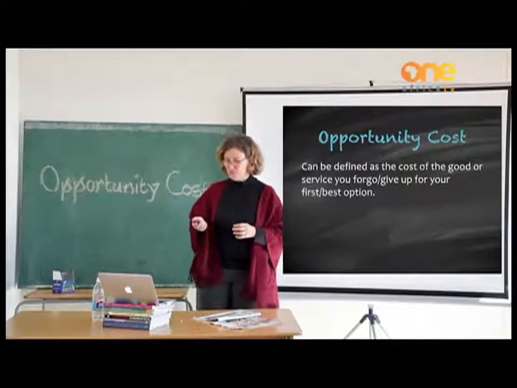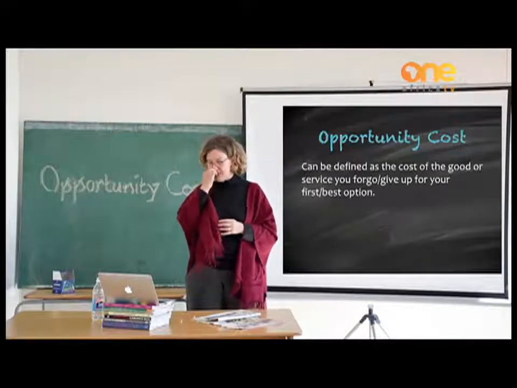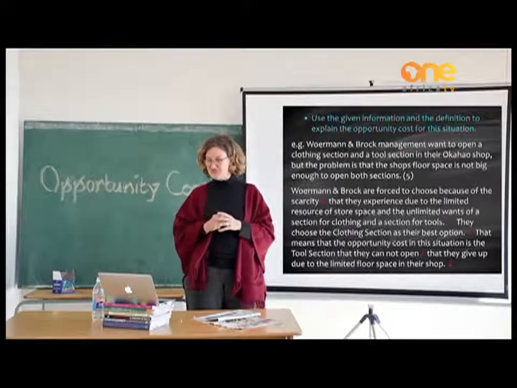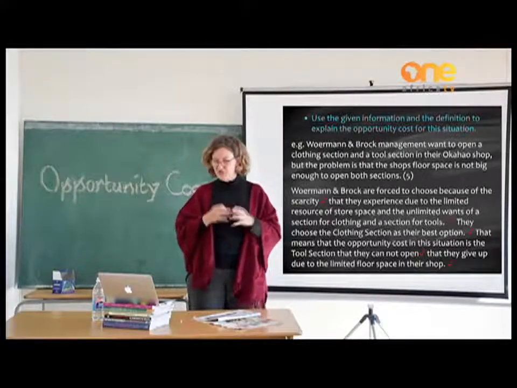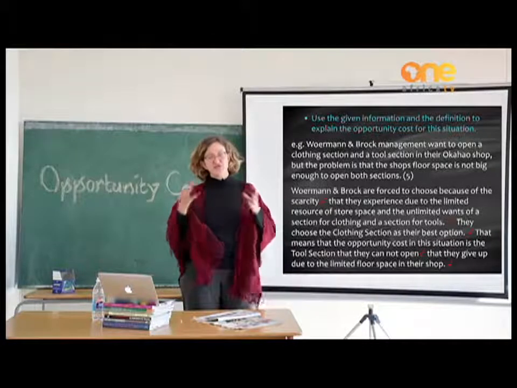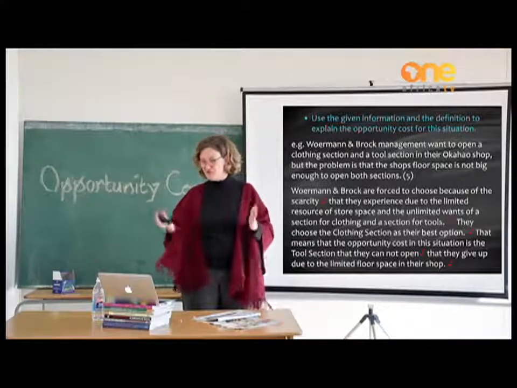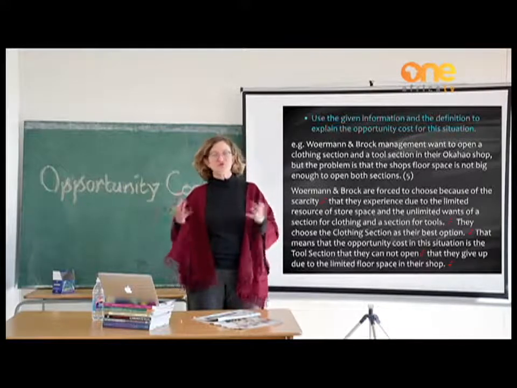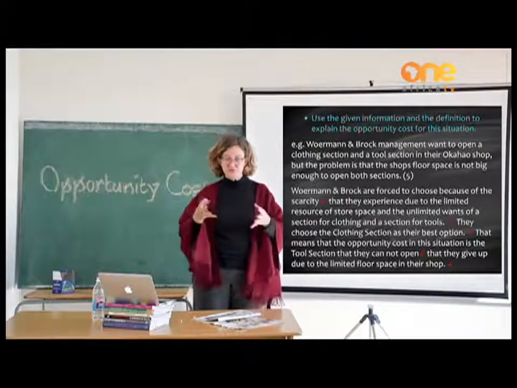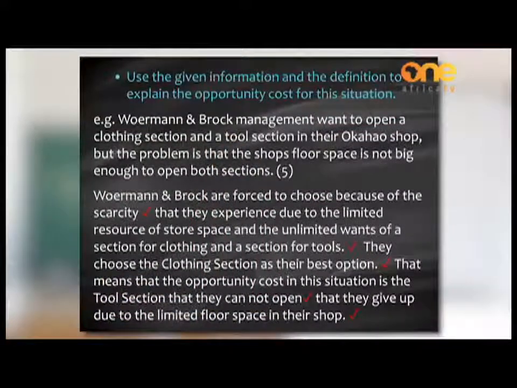So let us do more questions so that you can understand this. They say that you must use the information in the definition given to explain opportunity cost in a situation. So as I've said, if you take the Woermann and Brock situation, you can't just say for 5 marks it's the cost of the good and service I forgo. You must put the examples given to you in this situation. You start by saying that Woermann and Brock's wants are unlimited.